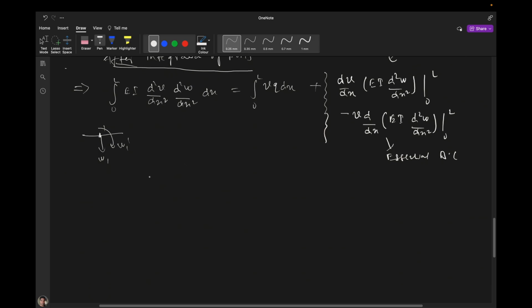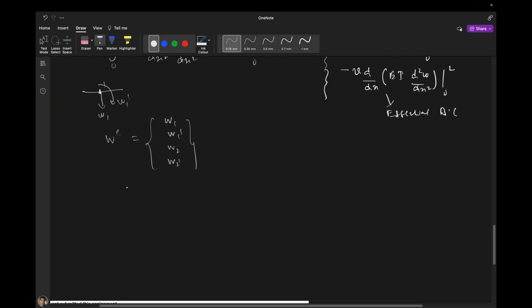So for any element, we need to write this form of displacement equation: w1, w1 dash, w2 and w2 dash. And we saw that w in terms of zeta we can write as N1 w1 plus N2 w1 dash plus N3 w2 plus N4 w2 dash.